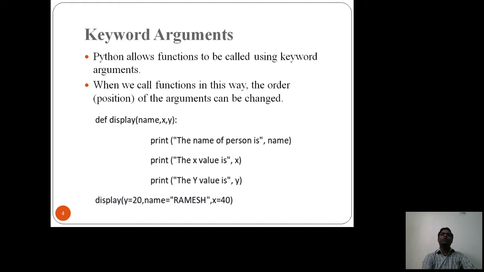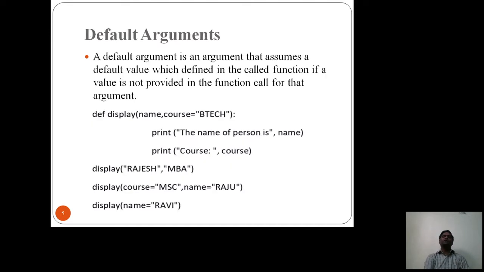And next we will move to the default argument. A default argument is an argument that assumes a default value defined in the called function if a value is not provided in the function call for that argument. So whenever I am calling the function, if I don't provide any value for that respective parameter, it will take the default value of this parameter given while creating the function. For example, here I have a definition display, name, and course as BA, and I am printing the name of the person is name, course is course.